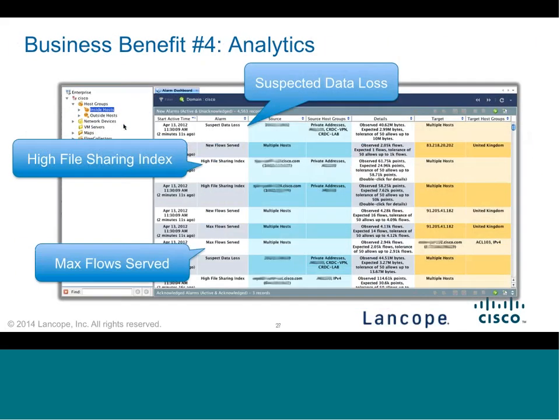But realistically, there's a lot of stuff that's not simple stuff that Lancope does. So analytics, these are huge.